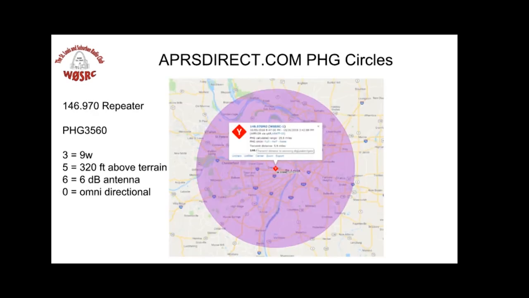Whenever you pipe all that in, you get a plot like this on APRS Direct that kind of shows you where your RF signal can propagate to. This is pretty dead on for the 9.7. So our PHG is 3560. We run 9 watts, 350 foot above terrain, got a 6 dB antenna. It's omnidirectional. That plot is pretty accurate.